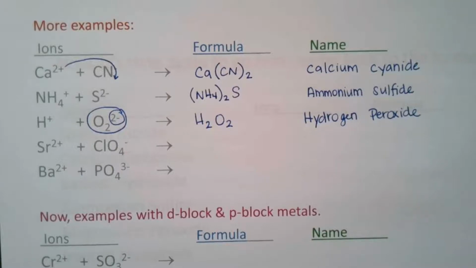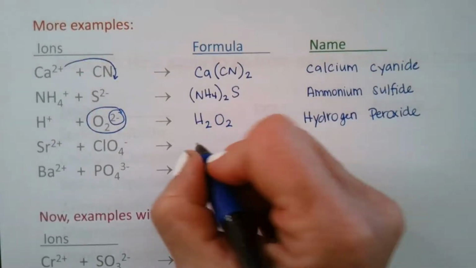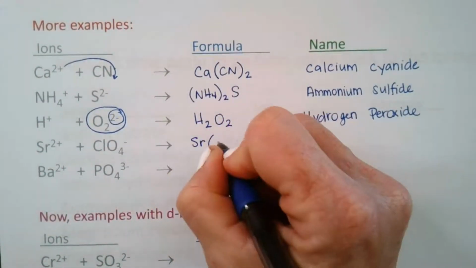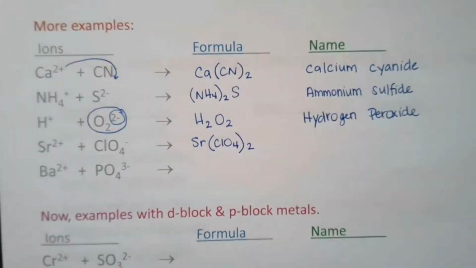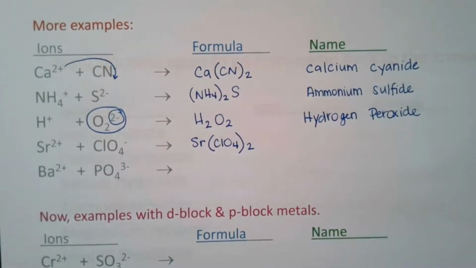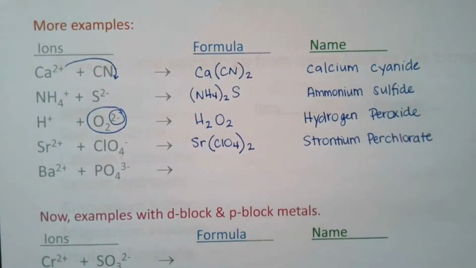Okay, go ahead and try the next one on your own. Crisscross them. Put parentheses if you need to. And we end up with Sr(ClO4)2, with the 2 on the outside. And we call this strontium, and then ClO4 minus is perchlorate. So strontium perchlorate.